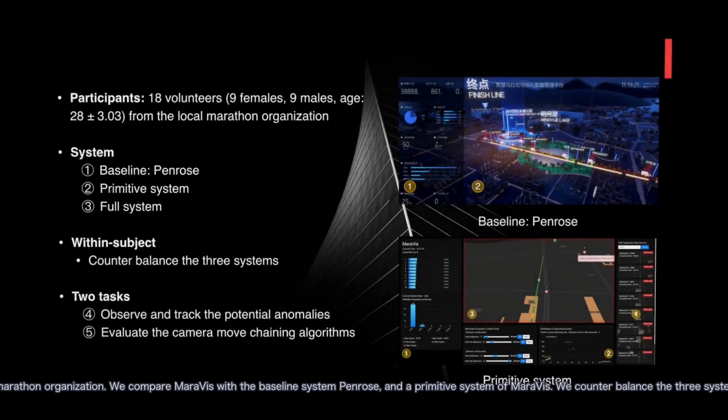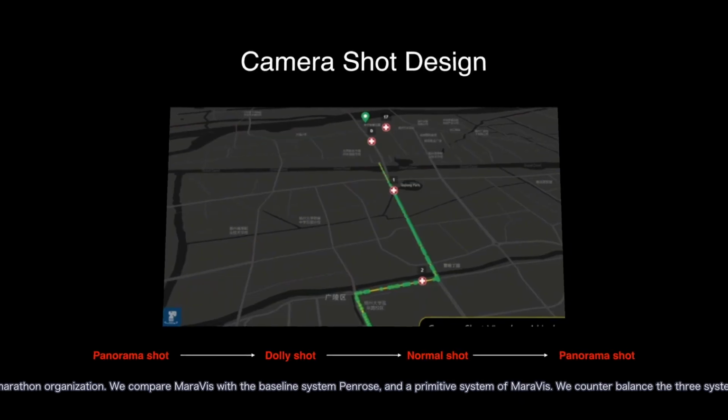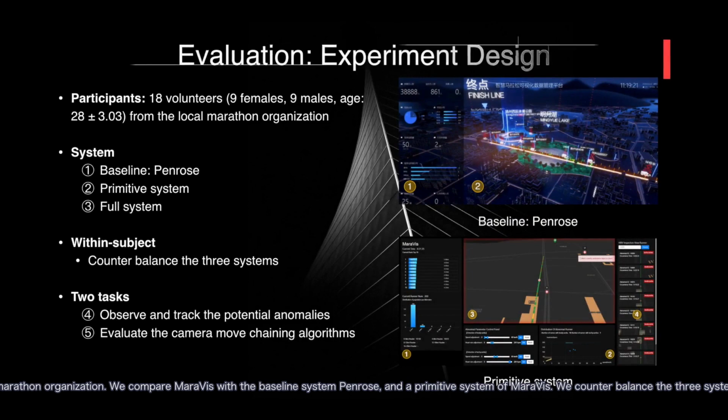To evaluate our system, we invited 18 participants, including 9 females and 9 males, around the age of 28, from the local marathon organization. We compare MaraVis with a baseline system, panels, and a primitive system of MaraVis.